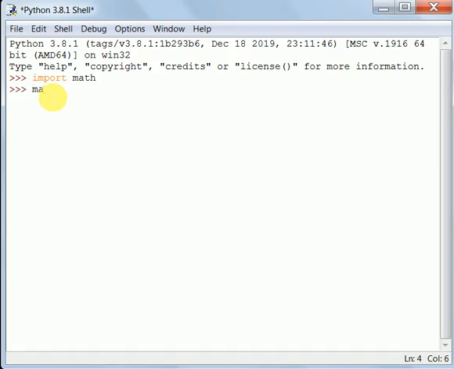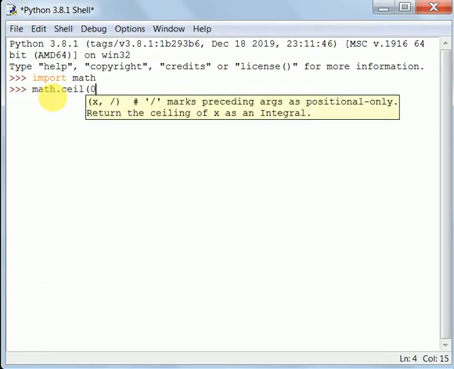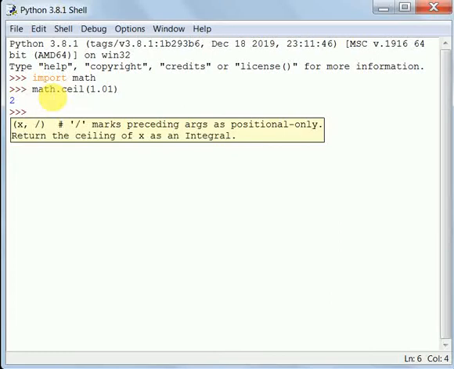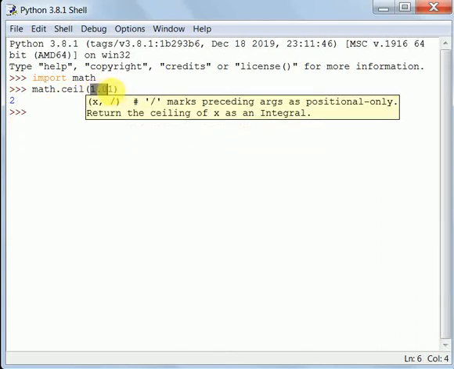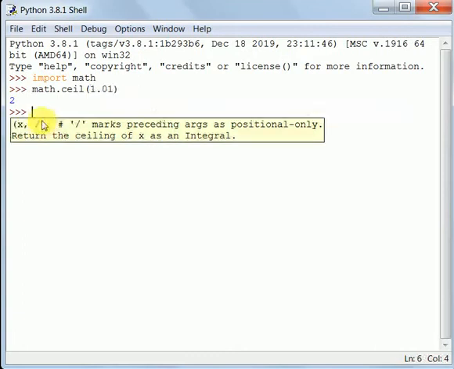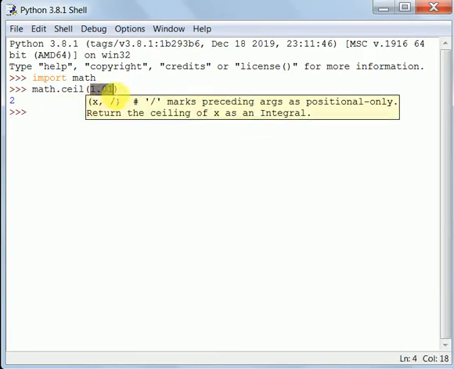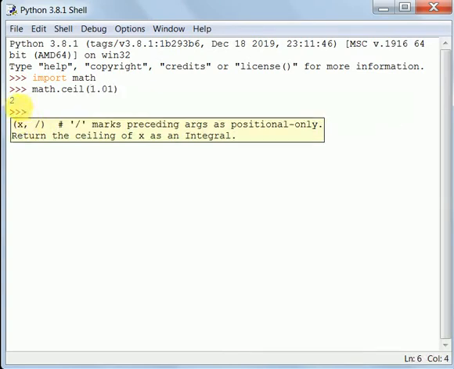Let's see the ceil function. You have to write math dot ceil, then within brackets you can write, like, 1.01. What is the use of this ceil function? It makes this number the greater integer, the nearest greater integer value, so therefore its answer is 2.